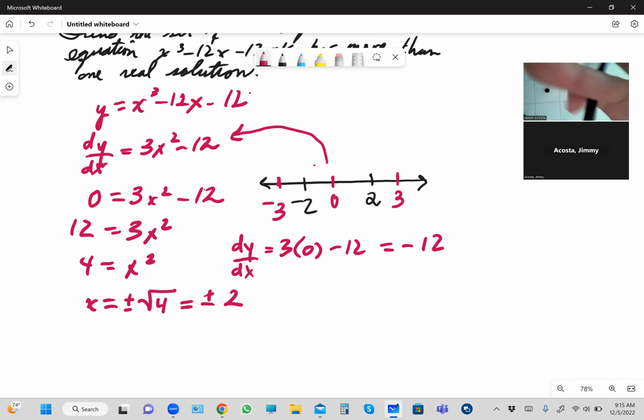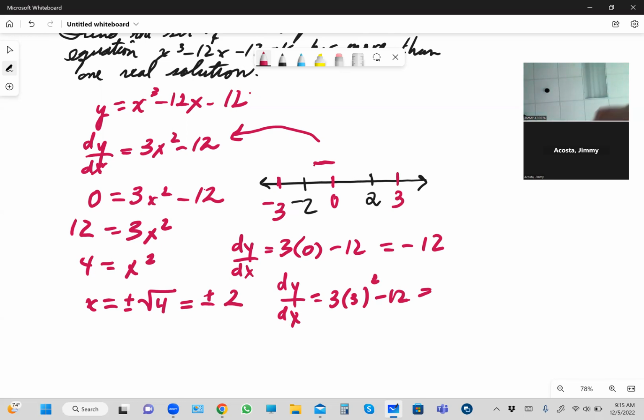It's decreasing here. So I'll go ahead and put a minus here. All right. Now let's check -3. So dy/dx equals 3 times 3 squared minus 12. 3 squared is 9, 27 minus 12. It's going to come out positive. So it's going to increase here, decrease here. So what's that going to be? A max.